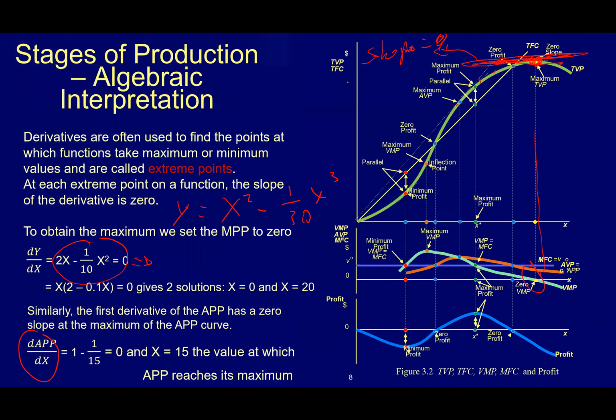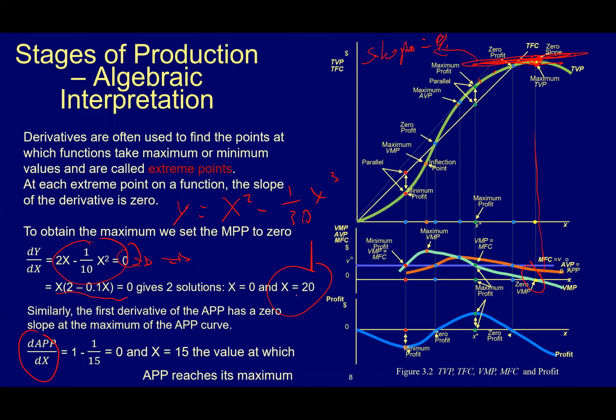That's how we did this, and we set it to 0. When we set it to 0, we derive x. That's what I did here, and we found that x equals 20. On my graph it's a little bit over 20, but roughly it's 20.